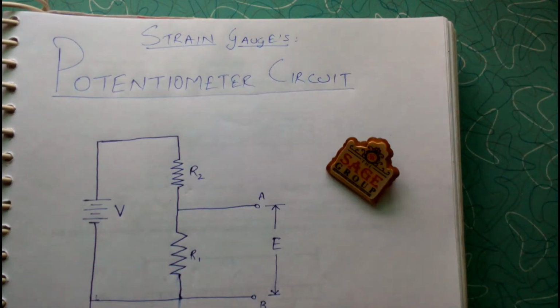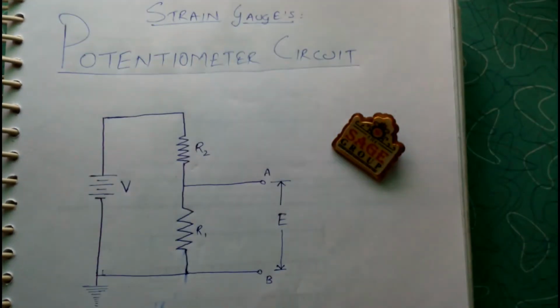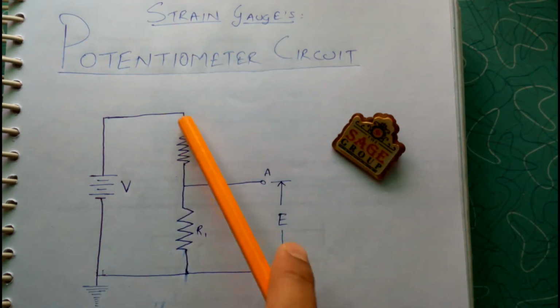Hello everyone. Let's discuss the potentiometer circuit of strain gauge in this lecture. In previous lectures, we have studied the Wheatstone bridge which is used in the strain gauge. This is another type of circuit which is based on the potentiometer. Okay, so this is the circuit.